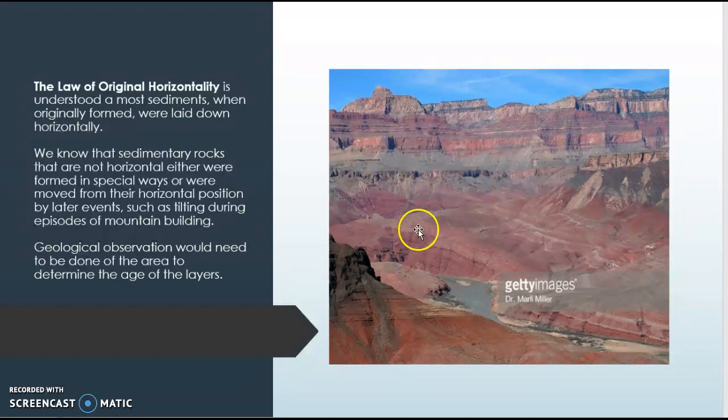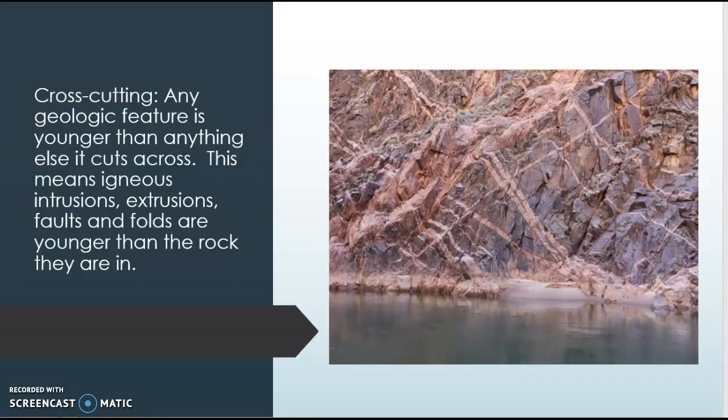We know that sedimentary rocks that are not horizontal either were formed in special ways or were moved from their horizontal position by later events, such as tilting during the episode of mountain building. We can see here on the lower right side of the image, the layers have been tilted. Geological observations would need to be done of the area to determine the age of the layers.